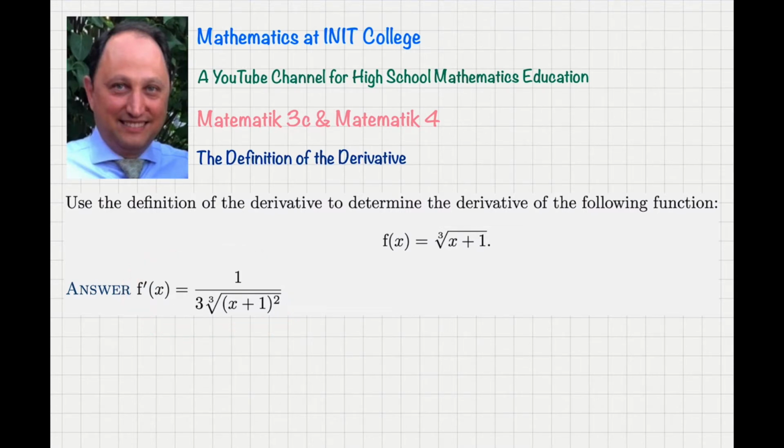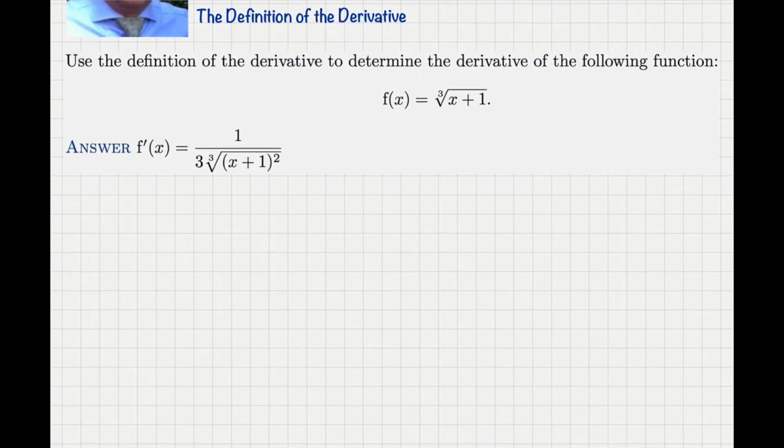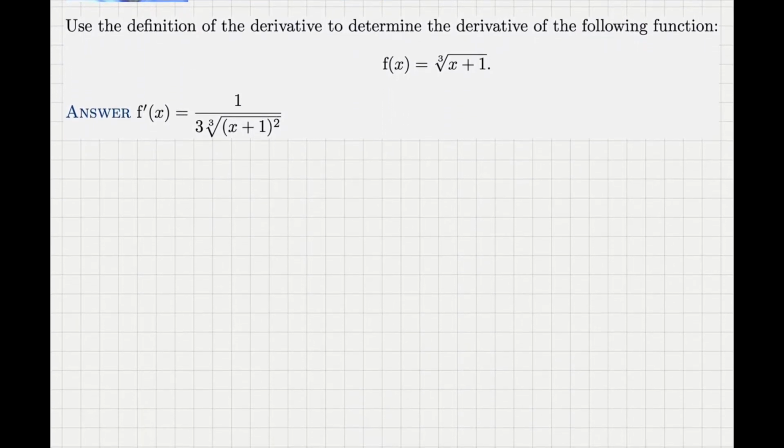Okay, now let us solve the problem. I'm supposed to use the definition of the derivative to find f prime of x. So I will write the formula, the definition of the derivative. It becomes the limit of f of x plus h minus f of x divided by h when h goes to 0.